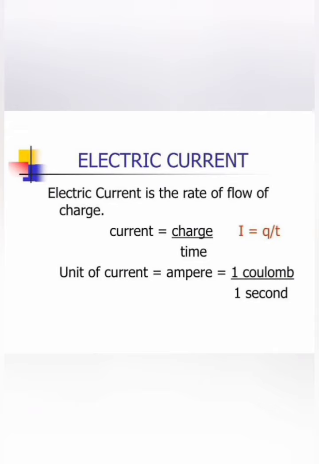So electric current is denoted as I equals Q by T. The unit of I is ampere A, the unit of charge Q is coulomb, and the unit of time is seconds. So I equals Q by T, or A equals C by S.